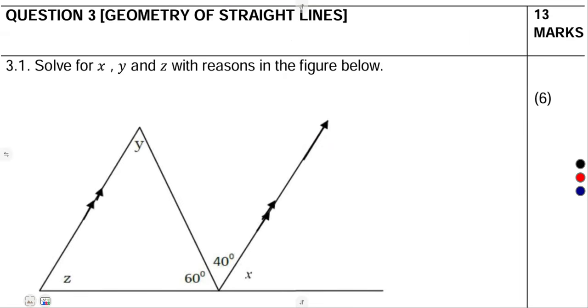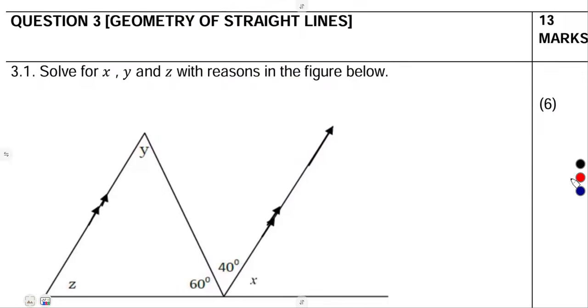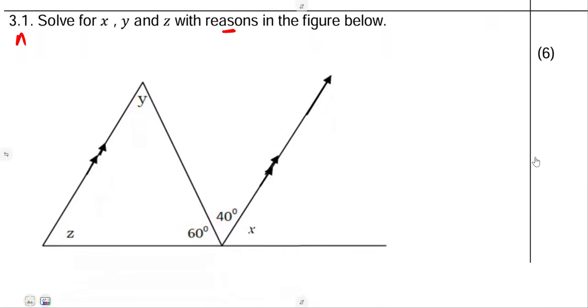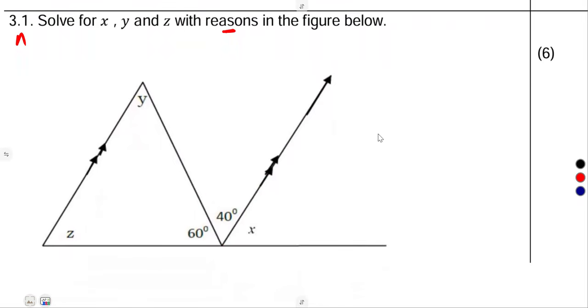On question number 3, which is under the geometry of straight lines, we talked about these questions before. So let's see. 3.1, solve for x, y, and z with reasons in the figure below. All right, in the figure below that we are given, let's find x, y, and z, okay? X, direct here, angles on a straight line. So we do understand that for angles in a straight line, we can simply work with that one direct, all right? So that's for x.